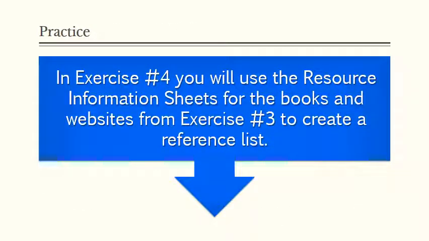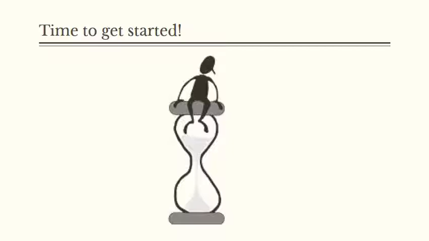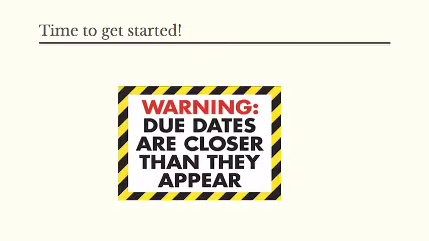It's time to practice these new skills. In Exercise 4, you will use the resource information sheets for the books and websites from Exercise 3 to complete a reference list. It's time to get started with Exercise 4. After you submit Exercise 4, you may begin the review summary by clicking the link to Review Summary. Remember, while you can work through the modules at your own pace, all activities must be completed by the post-test due date.